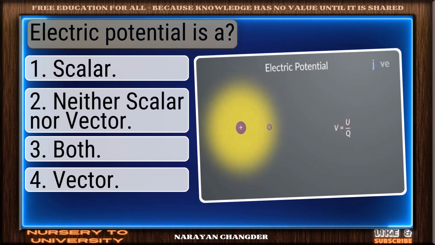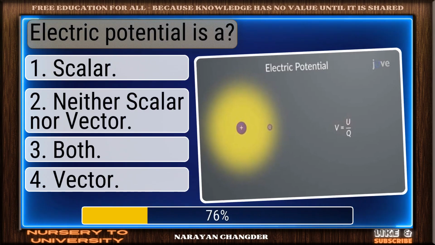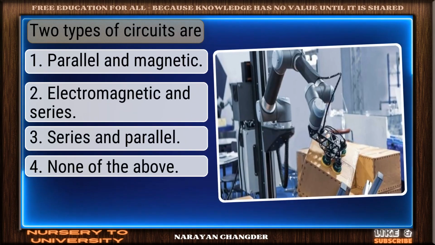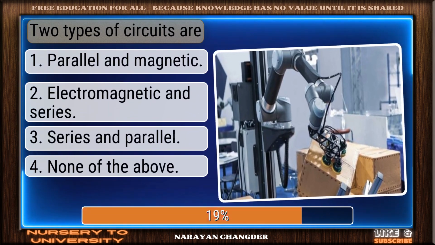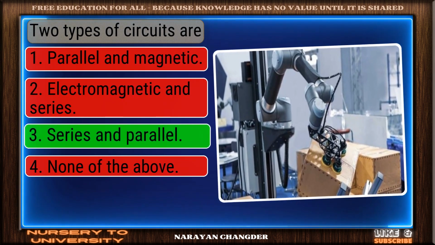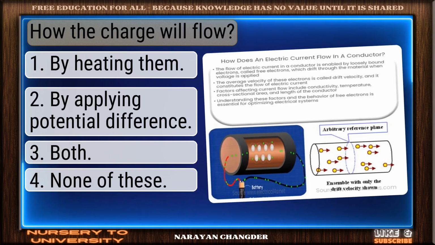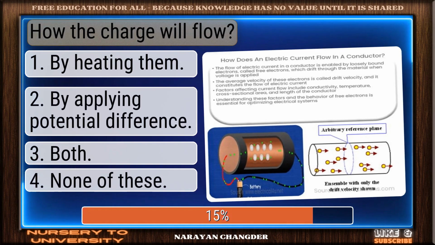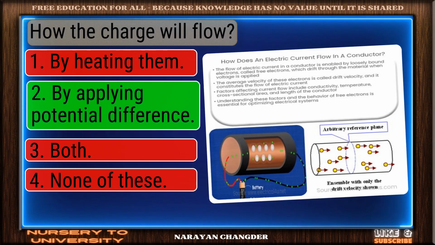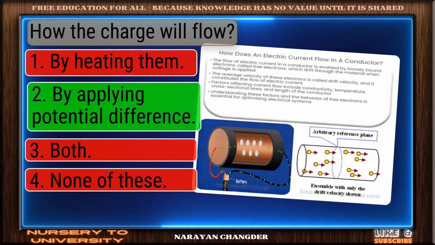Electric potential is a... Great thinking. Scalar is right. Two types of circuits are... Nicely done. Series and parallel is solid. How will the charge flow? On track. By applying potential difference is correct.